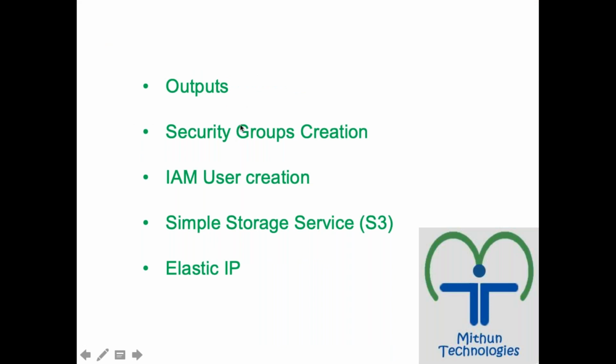Once you create the EC2 instance, it is going to give the public IP, private IP, the instance ID, all the details. So I want to display those things. Then we'll discuss security groups and how to create them. Then IAM user: we created the IAM user manually, but we can write a Terraform script and automate it. And S3 bucket, simple storage service, then Elastic IP. So these are the things we are going to discuss today.